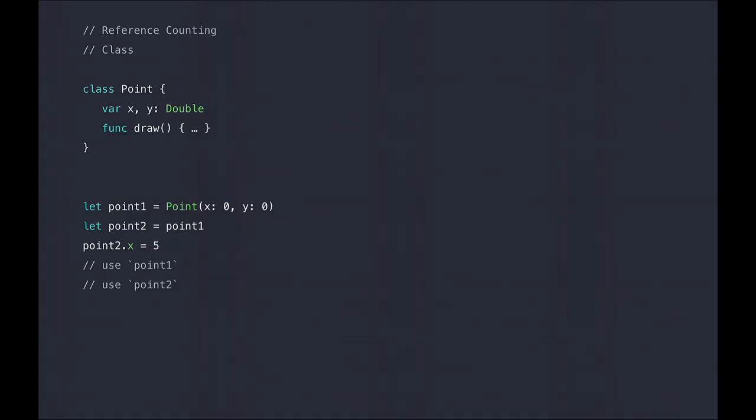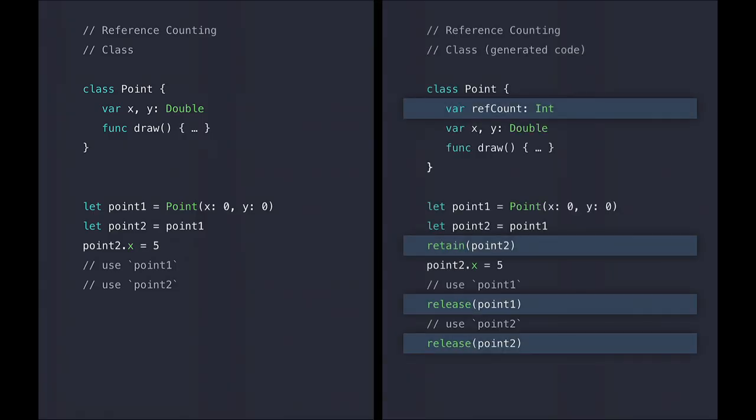So let's go back to our point class and our program and look at what Swift's actually doing on our behalf. So here now we have, in comparison, some generated pseudocode. We see our point has gained an additional property, ref count. And we see that Swift has added a call to retain and a couple calls to release. Retain is going to atomically increment our reference count, and release is going to atomically decrement our reference count. In this way, Swift will be able to keep track of how many references are alive to our point on the heap.